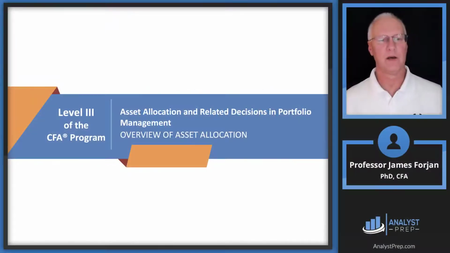This is level 3 of the CFA program, the topic on asset allocation and related decisions in portfolio management, and the reading on an overview of asset allocation. You might have noticed that after the Institute introduces this third study session, it has 3 or 4 paragraphs that pretty much say that it believes, and professionals in general believe, that the asset allocation decision is the most important decision made in the investment management process.